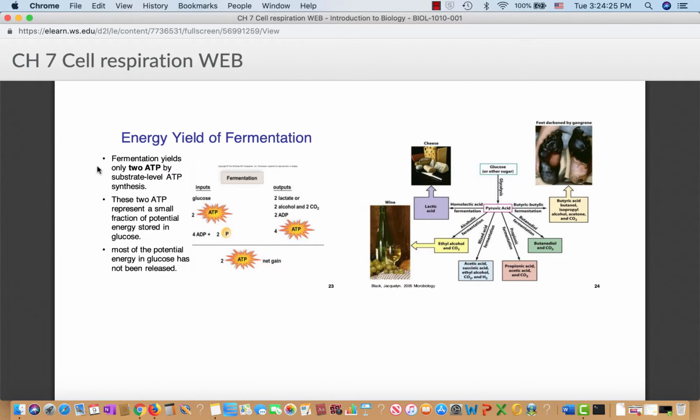Energy yield of fermentation. So you only get 2 ATP via substrate level ATP synthesis, and that's a fraction of what you would get out of the electron transport chain at the end of cellular respiration.